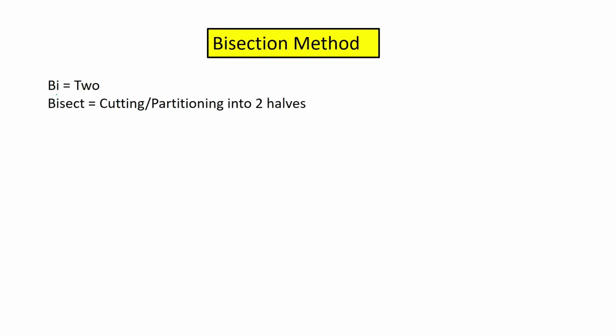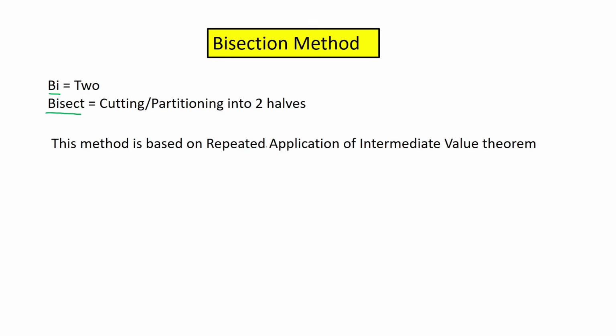Now in the bisection method, we have the word bi, which means two, and we have the word bisect also. Bisect, as you know, means cutting something into two parts. So this method works on this principle only. That is, it will cut some part of the answer space into two parts again and again. Or if I tell you formally, this method is based on the repeated application of a theorem, which is the intermediate value theorem.